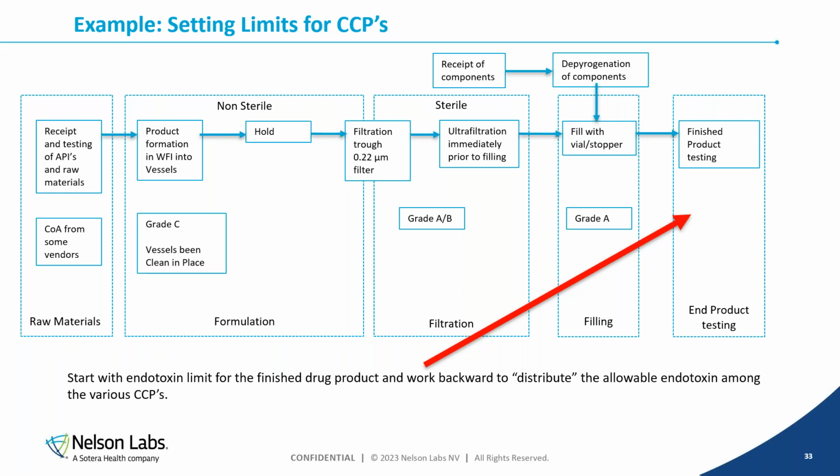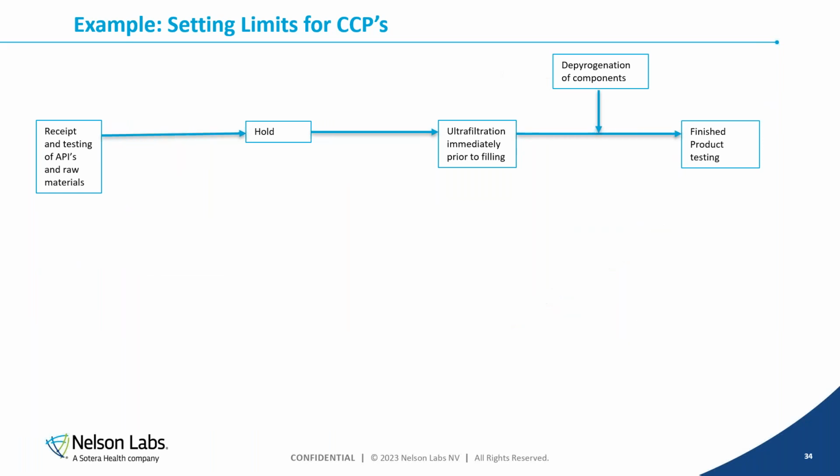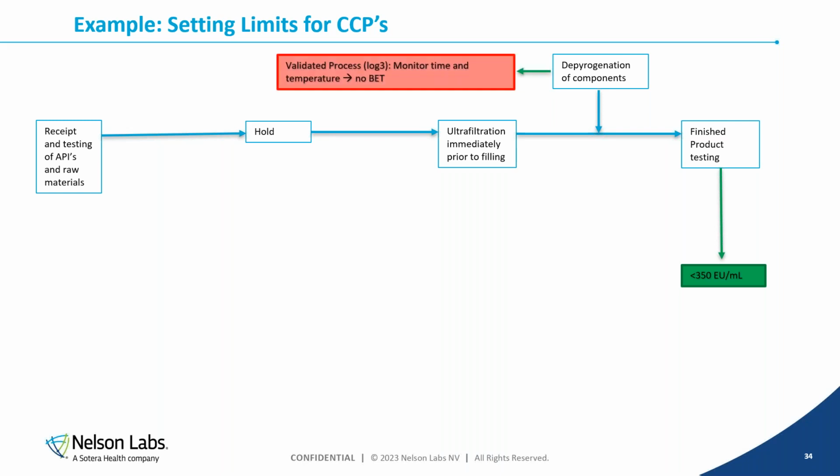So what we're now going to do is start at the end of our production chain, and more or less distribute this allowable endotoxin among all the critical control points in our chain. So this is a simplified production chain with only the CCPs. Let's say, for instance, that we have a limit of less than 350 EU per milliliter for our finished product testing. The first critical control point that we encounter on the way back is the depyrogenation of the components.